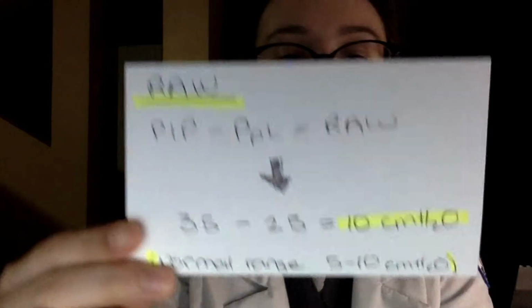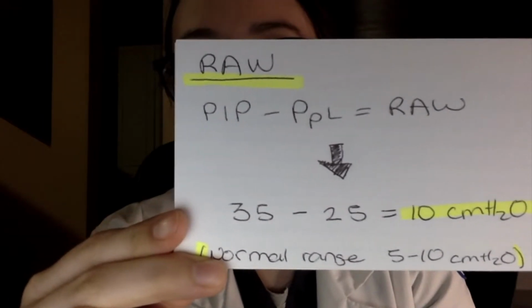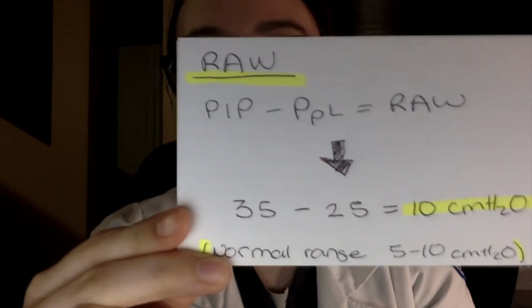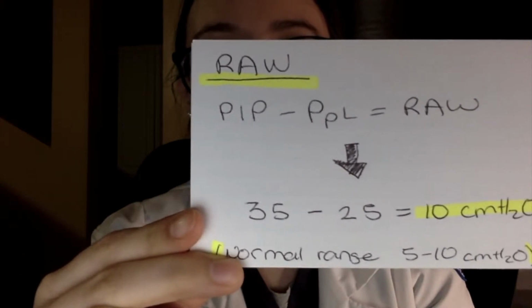And remember, Raw is the airway resistance, and we get this by subtracting the peak inspiratory pressure minus the plateau pressure. In this case, 35 minus 25, and it gives us 10 centimeters of water. So remember that the normal range for a patient on a ventilator is 5 to 10 centimeters of water, and based on our calculations, we got 10 centimeters of water, which falls within that normal range, so we can conclude that airway resistance in the patient is not an issue at this time.